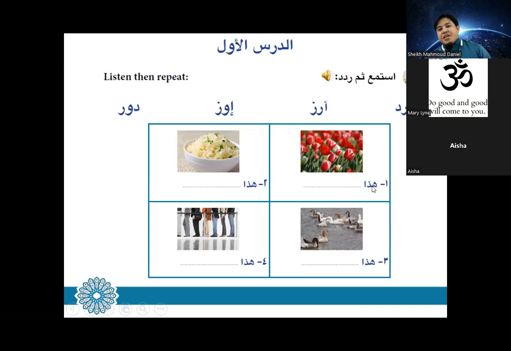All right. So what is the instruction here? In English, it is written "listen, then repeat." In Arabic, again, listen very carefully.